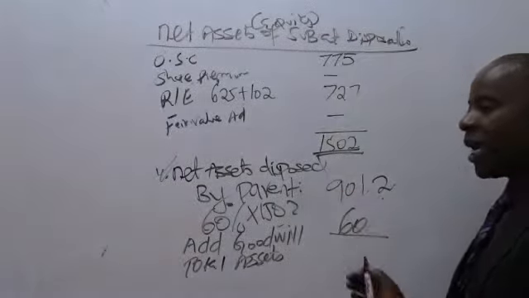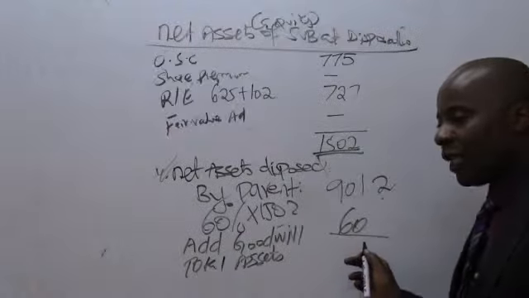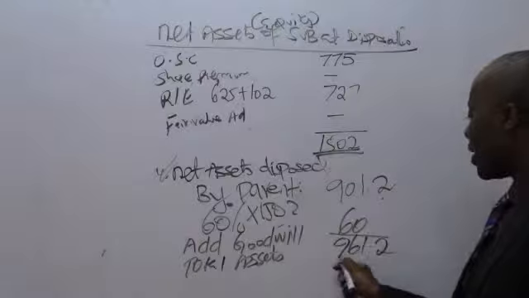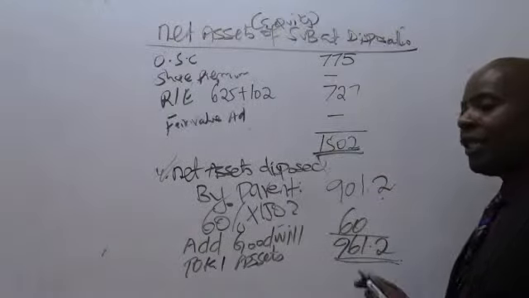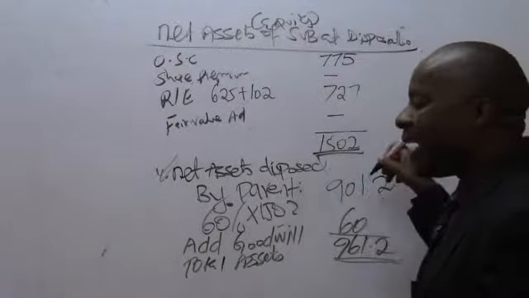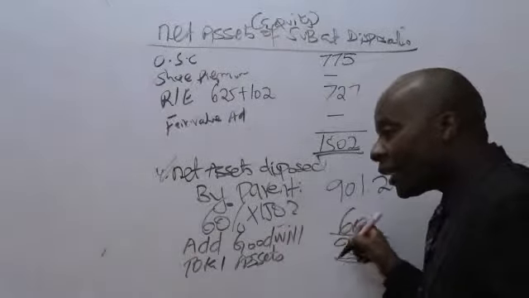Please give me a figure. 901.2 plus 60. This will give me what figure? 961.2. So this is the amount that this parent company had injected into this particular subsidiary.